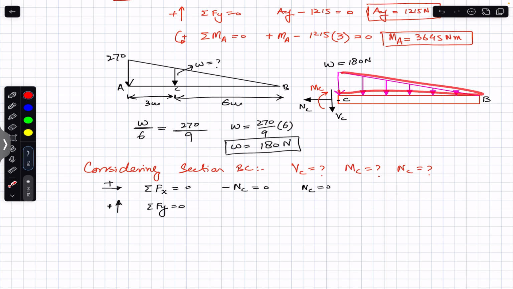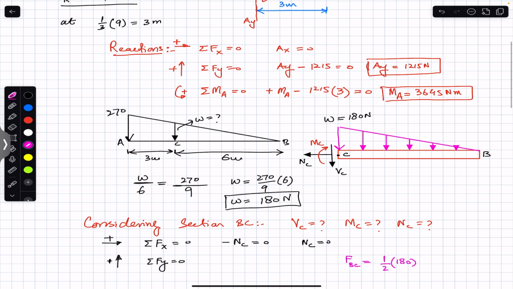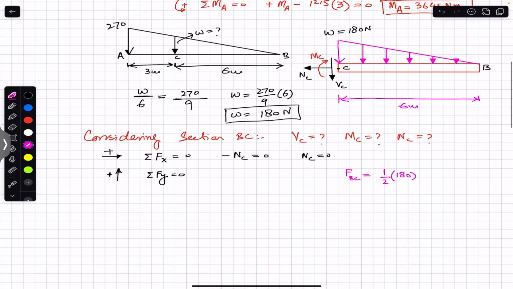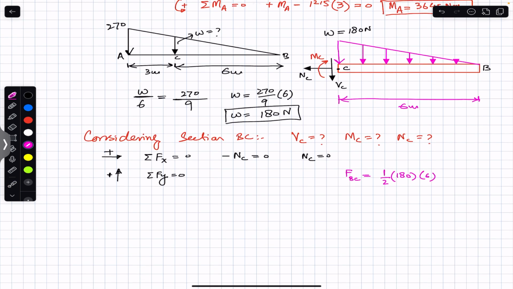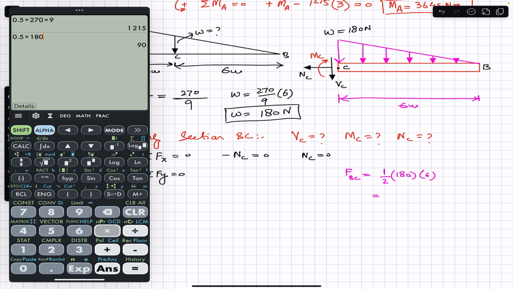So we must say that the resultant concentrated load at section BC, let's say FBC, will be equal to the area of a triangle, which will be equal to 1 divided by 2. The base is 180, and the height is how much? So from B to C, this distance is 6 meters, right? So we must show this length. This is 6 meters. So 1 divided by 2 into 180 into 6, this is equal to 1 divided by 2 is 0.5 multiplied by 180 multiplied by 6. This is equal to 540.